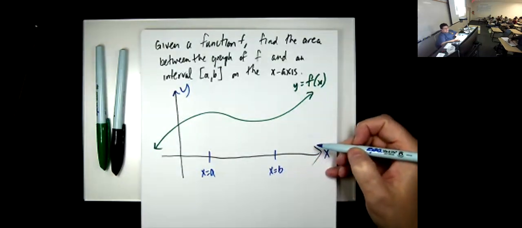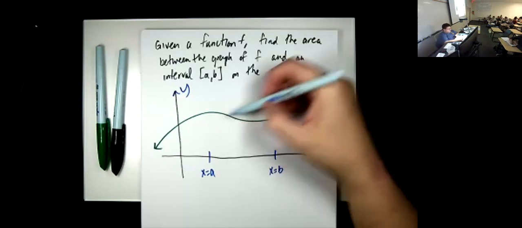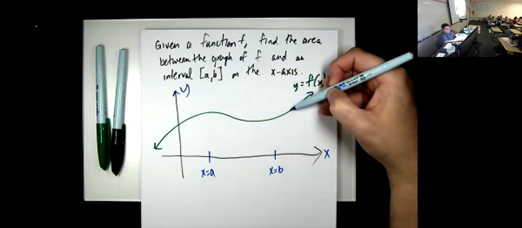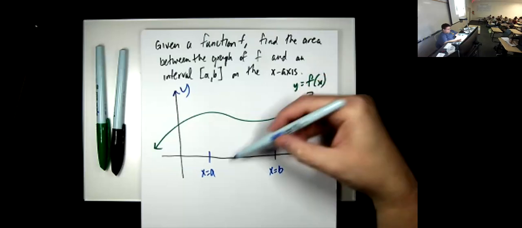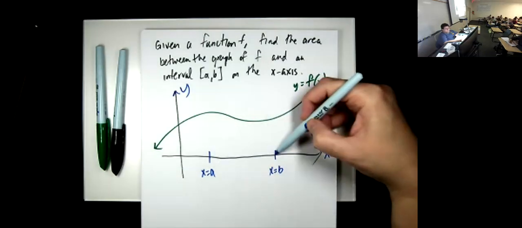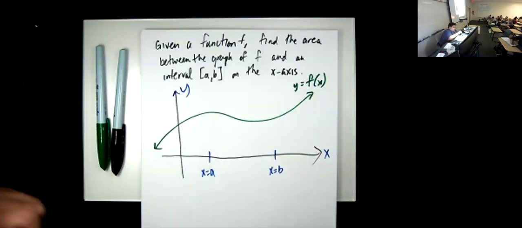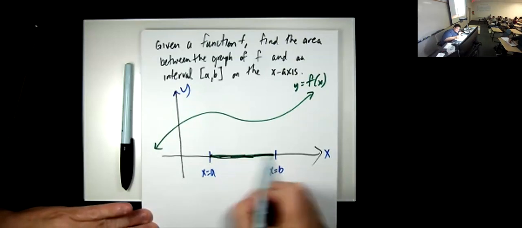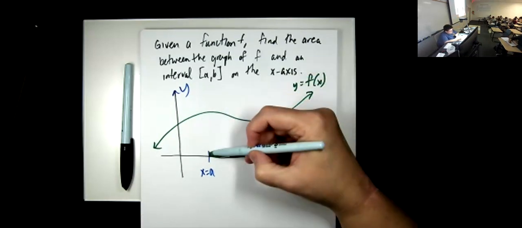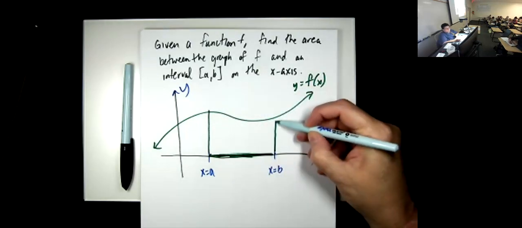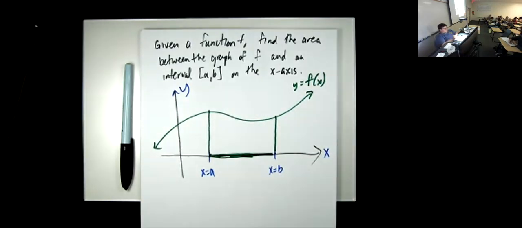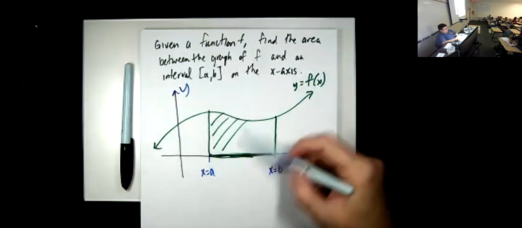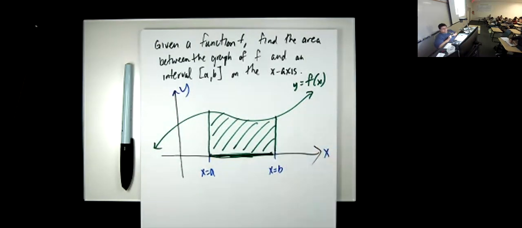And it says find the area between the graph of f, which is this line right here, and the interval from x equals a to x equals b on the x-axis. So my other line that I'm looking at right here is this one, my x-axis. And we want to find that area right there. So that's what we're looking for. That's pictorially what this means.